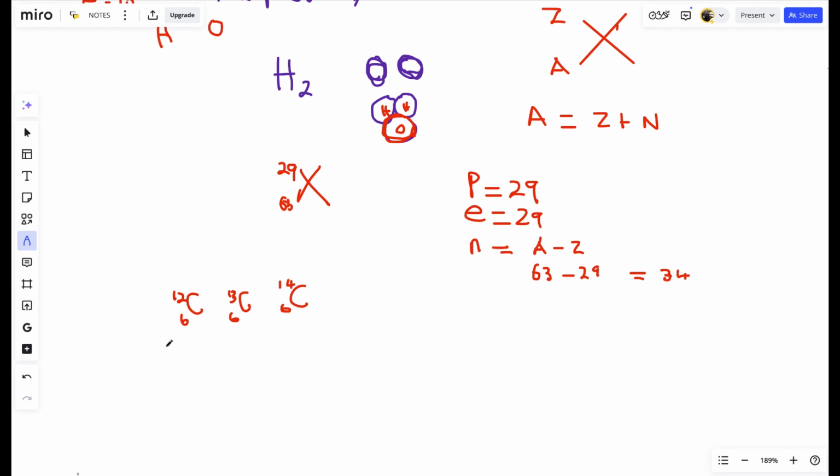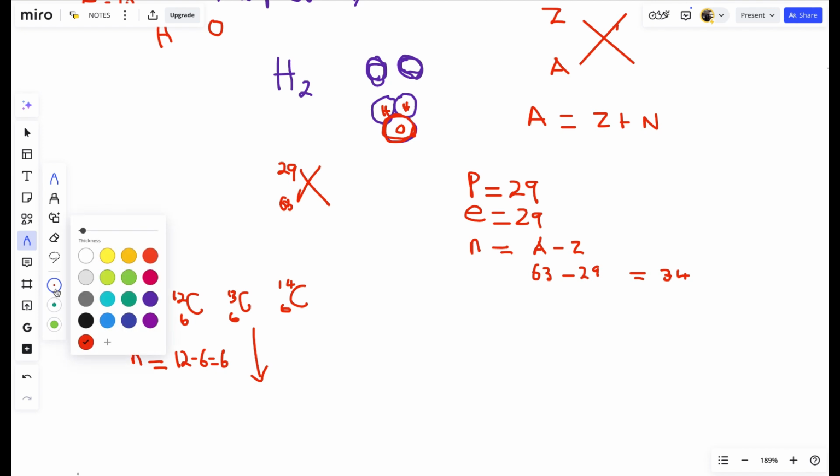Hence, because of that, they have different neutrons. Now their neutron numbers will not be the same. Protons and electrons are the same, because the atomic number is 6. But neutrons are different. So neutrons here will be 12 minus 6, which gives us 6 for this carbon 12. So the number of neutrons is 6. But for this one, let's see the number of neutrons.